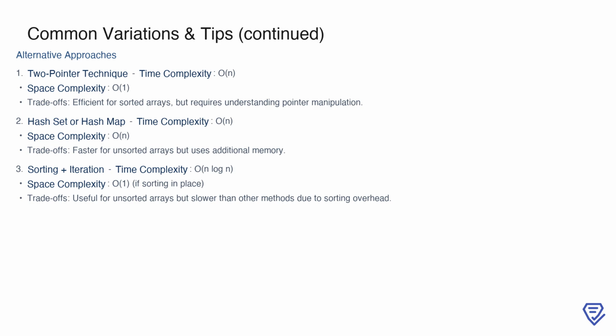Another option is sorting the array first and then iterating to remove duplicates. This has a time complexity of O(n log n) due to the sorting step, and if sorting is done in place, it uses O(1) additional space. While slower, this approach can be useful in scenarios where the input is not sorted and maintaining order is not a concern. Choosing the best approach depends on the specific constraints and requirements of the problem.